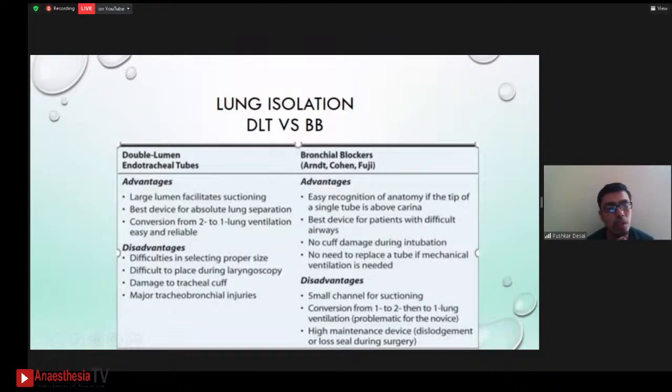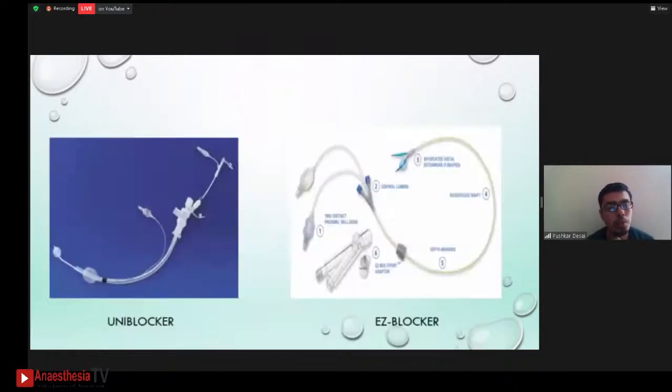The commercial options available, which are relatively easy, are either the EZ blocker or the Uniblocker. The Uniblocker is placed through the single lumen tube, and in expert hands, within a few minutes we should be able to isolate the lungs. As far as the EZ blocker is concerned, the 7 French EZ blocker is very easy to put, and after placement we should do fiber optic bronchoscopy to confirm its position.